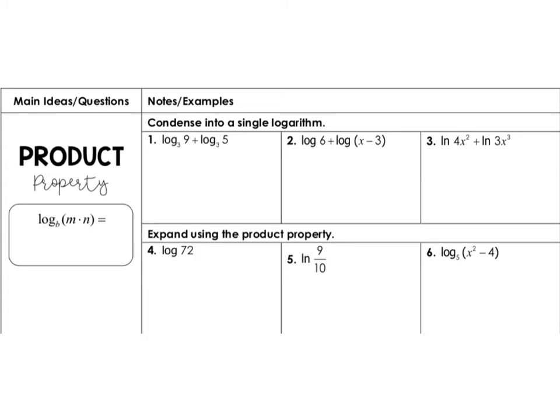Hello, this is Miss Anders, and I'm going to begin talking about the product property of logarithms. So you can see here that the product property in its general form is log base b of m times n, and this is written in its condensed form.